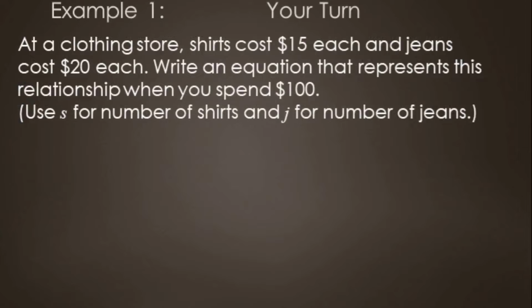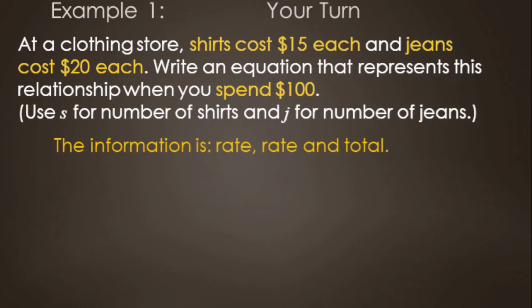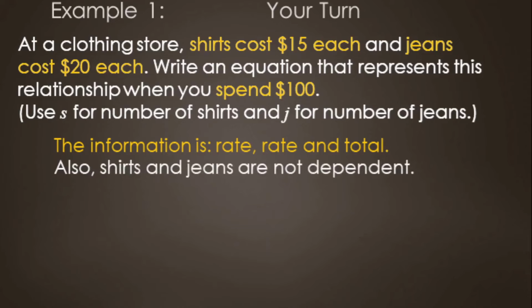All right, let's have you go ahead and pause the video, try this one out on your own, then come on back and see how you did. So here we're at a clothing store. Shirts are $15 each, jeans $20 each. We're going to write an equation when you spend $100 using S for shirts and J for jeans. If we notice the information here, it's rates and a total. We got a rate for the shirts, a rate for the jeans, and we have a total. And also notice the shirts and jeans variables are not dependent on each other. In other words, if you're buying cheeseburgers, how much you spend depends on how many cheeseburgers you purchased.